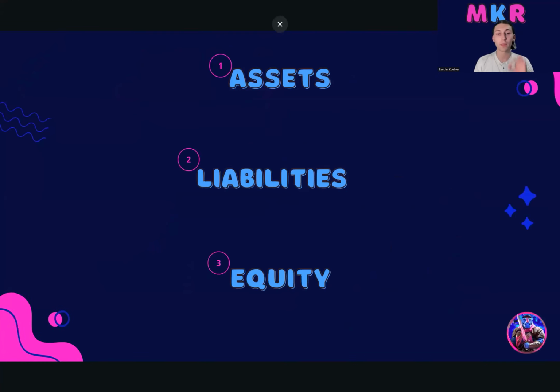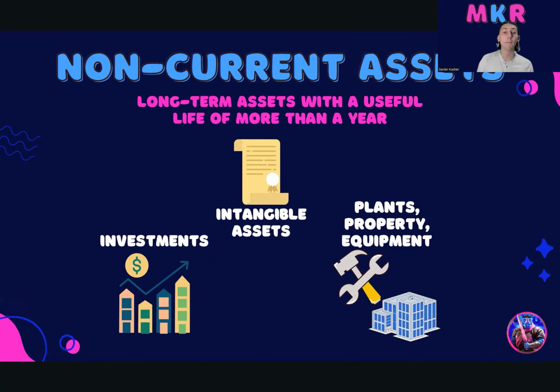So today we're breaking down the 3 components of your balance sheet. The first is your assets, followed by your liabilities, and within the liabilities, your equity. Starting with assets. Now, a company has 2 types of assets: non-current assets and current assets. First, we're going to talk about non-current assets.